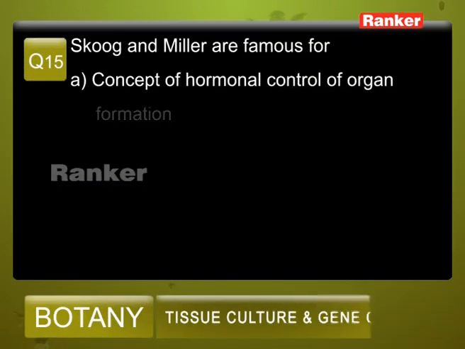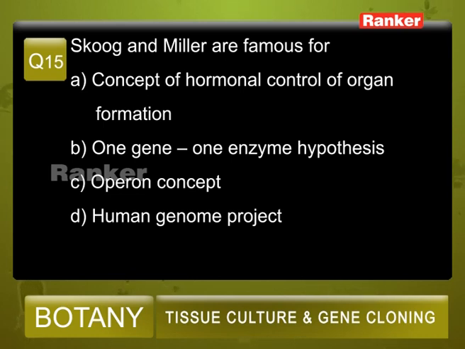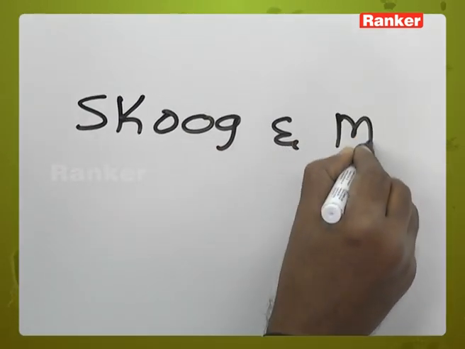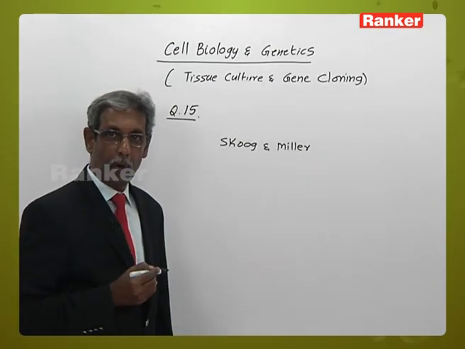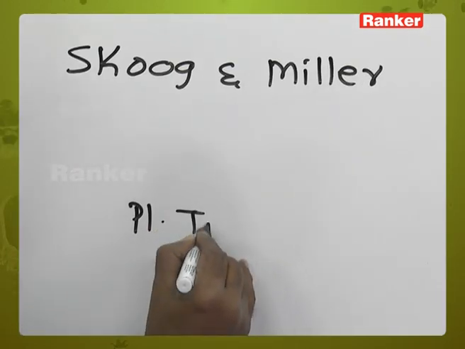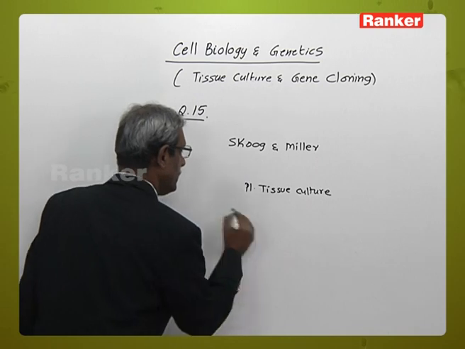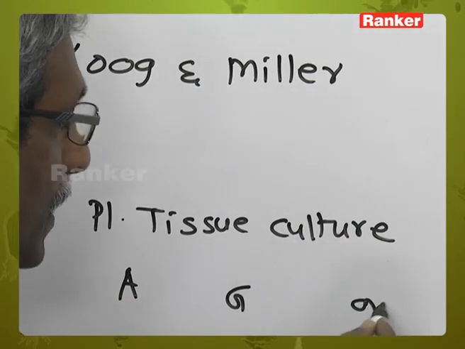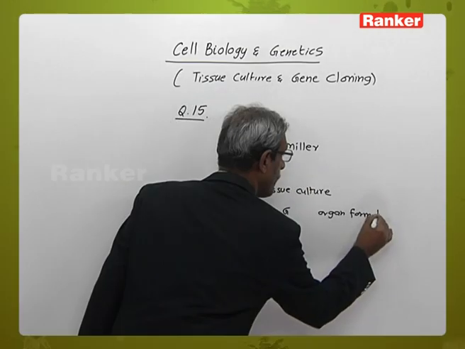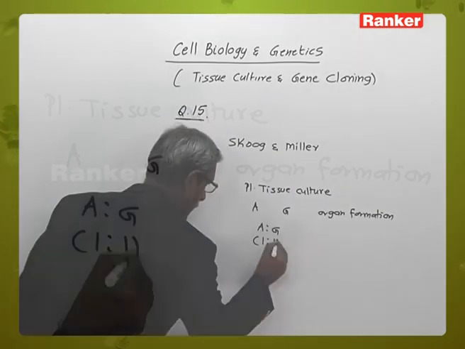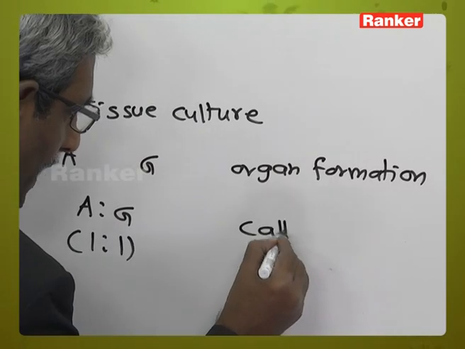Question number 15. Skoog and Miller are famous for A, the concept of hormonal control in organ formation, B, one gene, one enzyme hypothesis, C, operon concept, D, human genome project. If we look at Skoog and Miller, they are primarily people who have worked in relation to plant tissue culture. And they primarily established the relationship between auxins, gibberellins and organ formation. Whenever there is a balance between auxins and gibberellins, if it is equal, then it always relates to the formation of callus in a medium.